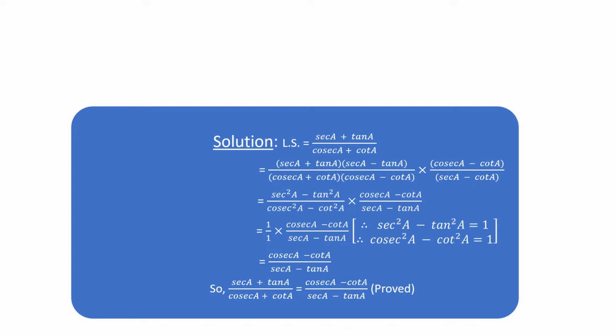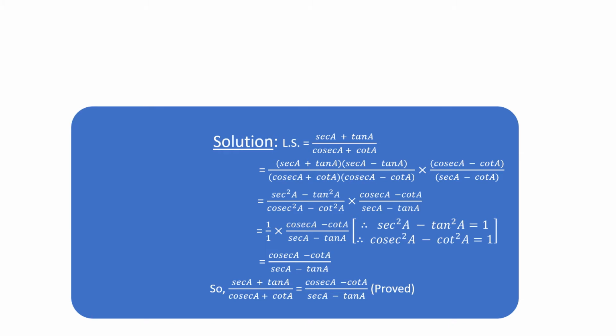This term is balanced. Then multiplying the numerator, (cosec A − cot A) by (sec A − tan A): (sec A + tan A)(sec A − tan A), which is a² − b², so sec² A − tan² A, and the denominator (cosec A + cot A)(cosec A − cot A), so cosec² A − cot² A, multiplying (cosec A − cot A) by (sec A − tan A). Since sec² A − tan² A = 1 and cosec² A − cot² A = 1, this equals (cosec A − cot A) / (sec A − tan A).